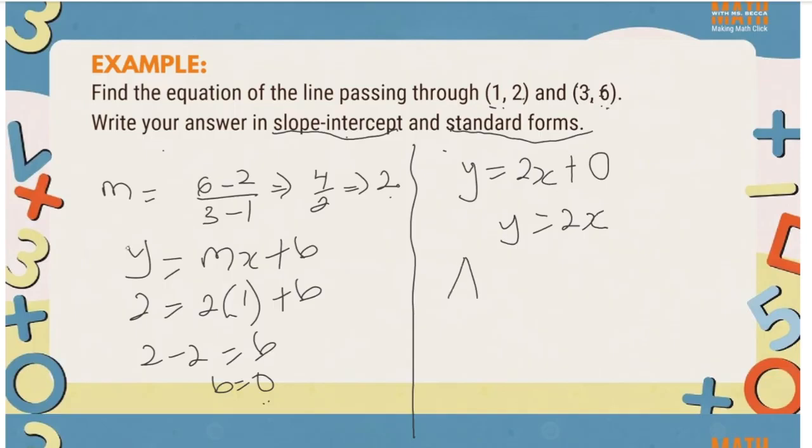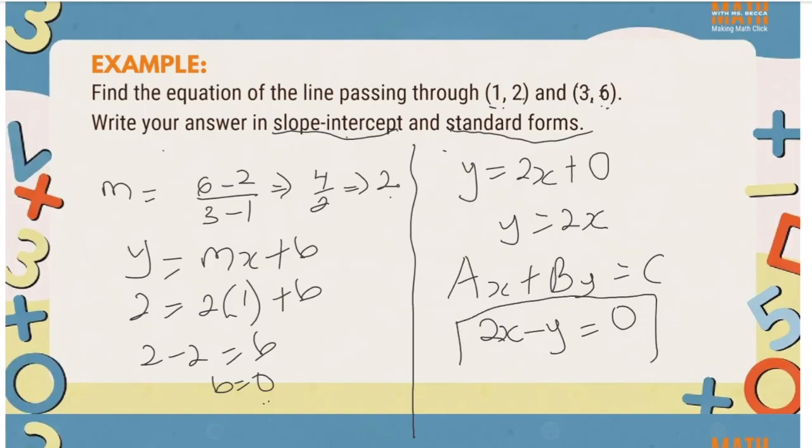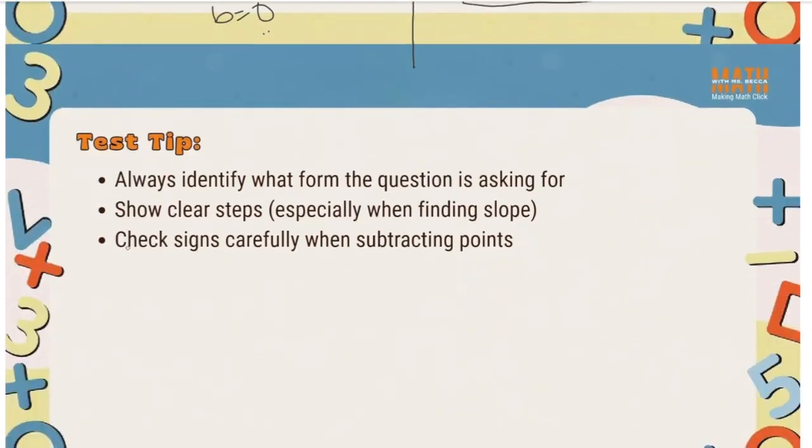The second part is we should put it in standard form. Ax plus by equals c. Let's take y to the other side so that we have 2x minus y equals 0 when we put it together. So that means c is 0. So we have 2x minus y equals 0. And this is the standard form. This is the standard form and this is the slope-intercept form. So that is how to convert to both.